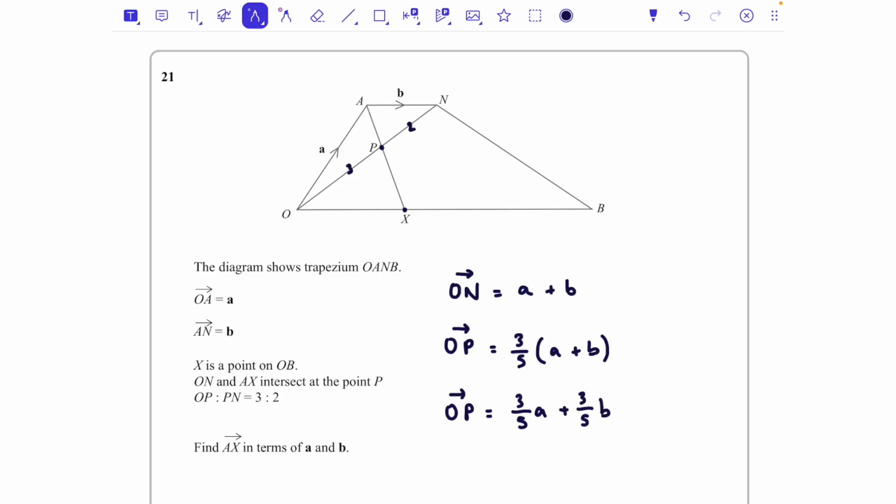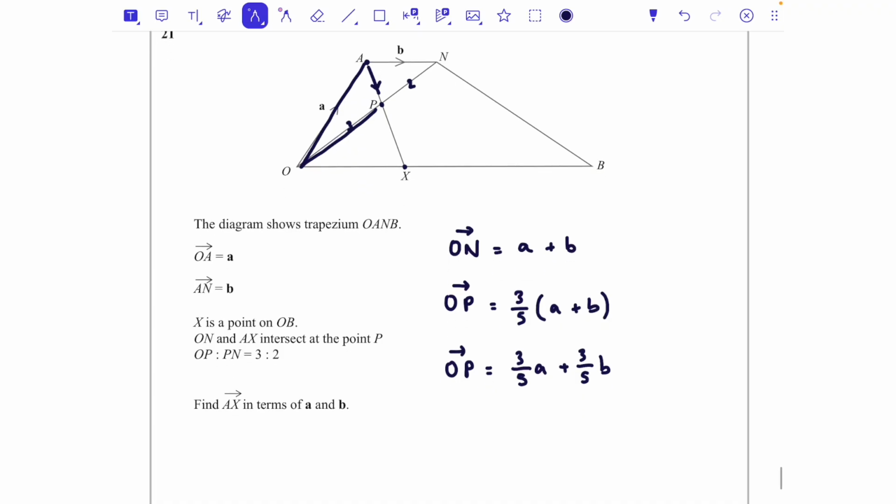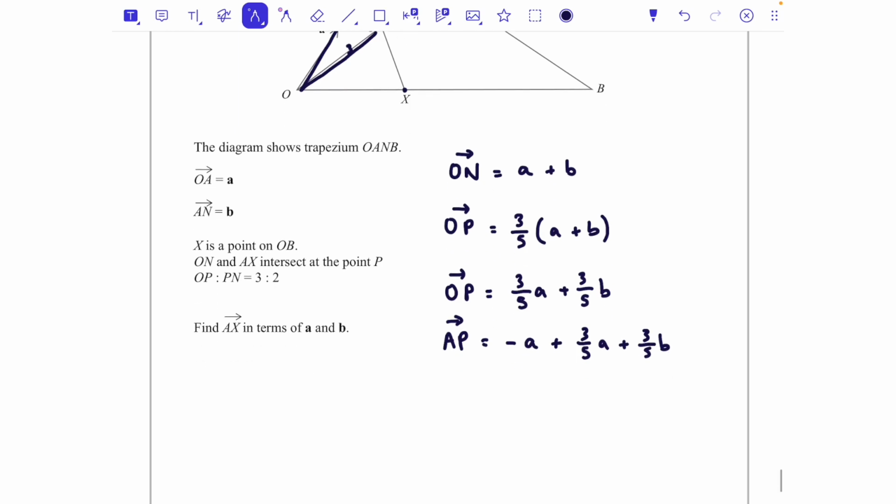Great. So now that I've got O to P, I'm going to get A to P. So to get from A to P, I'm going to go against this arrow, so minus A, and then add the bit that I just got. So A to P is minus A, because we're going against that arrow to get down to O. Add 3/5 A, add 3/5 B. Now if I have minus 1 whole A and I add 3/5 of A, I can simplify that to be minus 2/5 A, add 3/5 B.